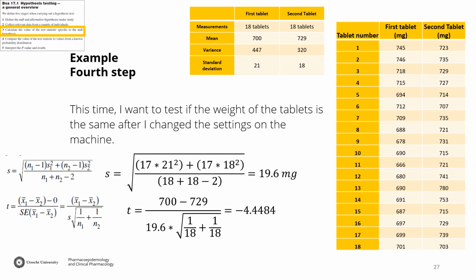Then we want to calculate the test statistics. So first, we have the means. We subtract those two from each other. So 700 minus 729. And then we divide that with the pooled standard deviation that we just calculated, and multiply that with the square root of 1 over 18 plus 1 over 18. So that's the number of tablets in both groups. And then we get a test statistics out of that. Here we get one which is negative, but that doesn't really matter because it's fairly the same. So you can just remove the minus sign. So you will get the same p-value from that.